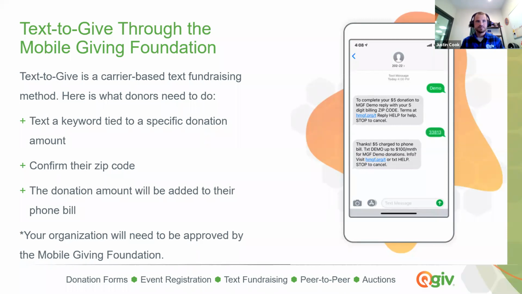And then once the carriers receive that, the Mobile Giving Foundation will round up the money and then send it to your organization. And it's really easy for donors to use this method. All they have to do is text a keyword, which is tied to a specific donation amount. They confirm their zip code, and the donation amount will be added to their phone bill. The only caveat here is that your organization will need to be approved by the Mobile Giving Foundation, which if you are interested in that, our sales team is more than happy to walk you through that process.